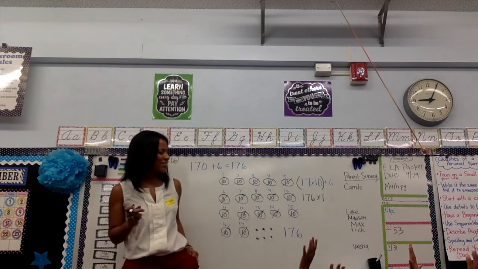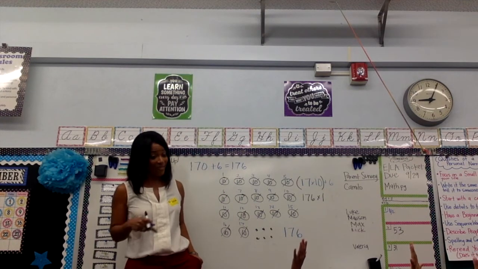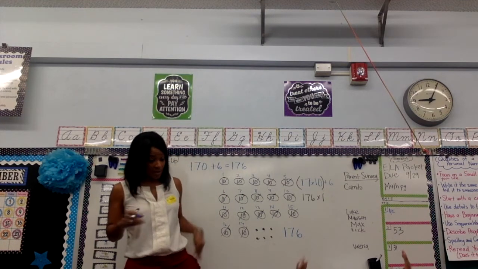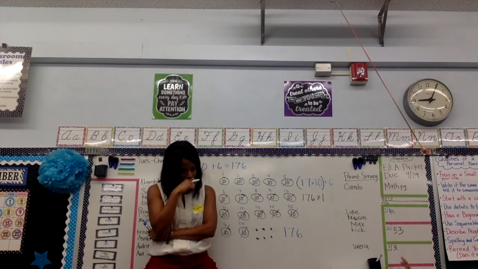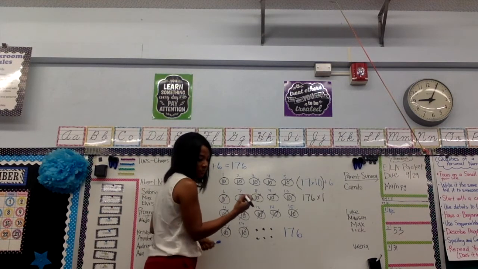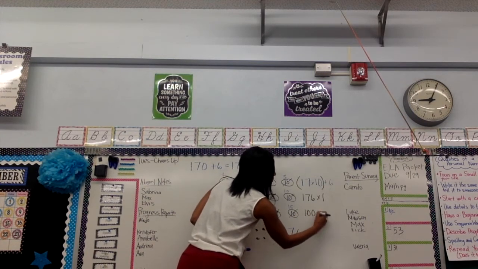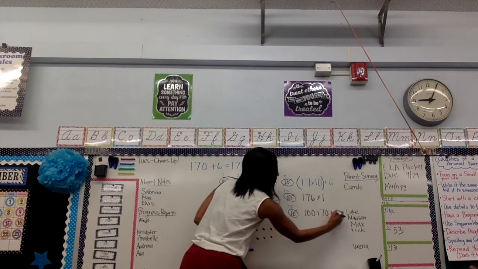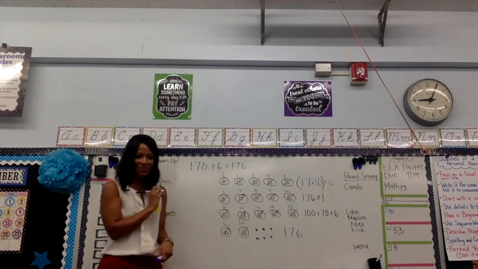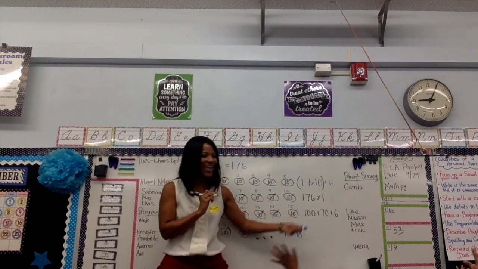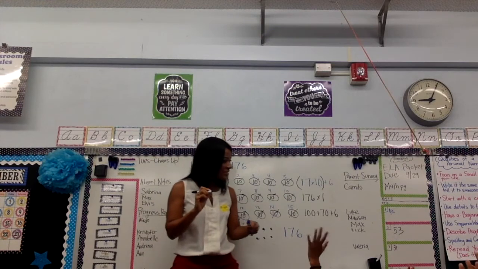Does anybody have it a different way? Oh, look at you raising your hands and not yelling at me. What do you have? I did expanded form. Okay. And I wrote 100 plus 70 plus 6. Would that be accurate? Yes. Could we write it like that? Absolutely.